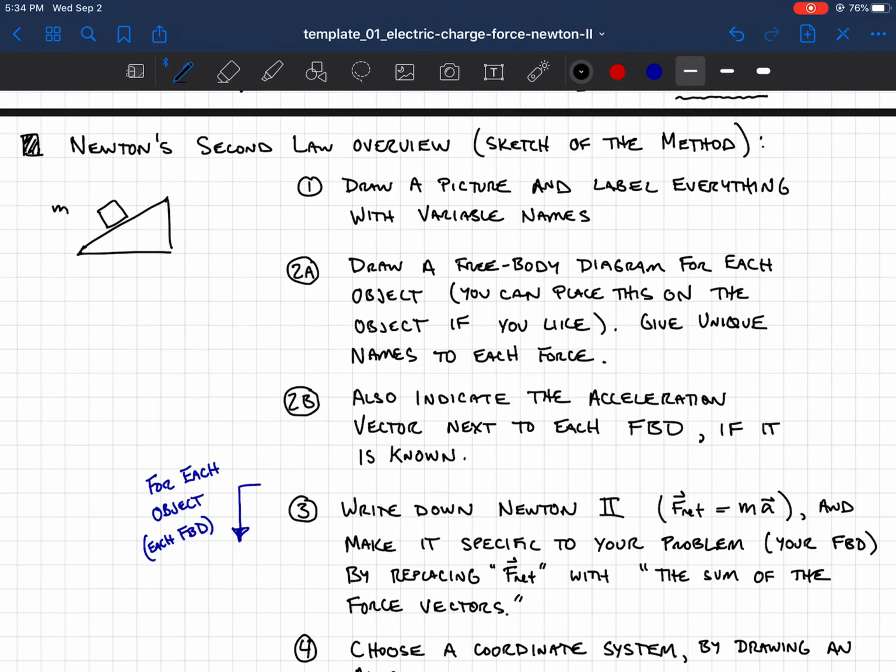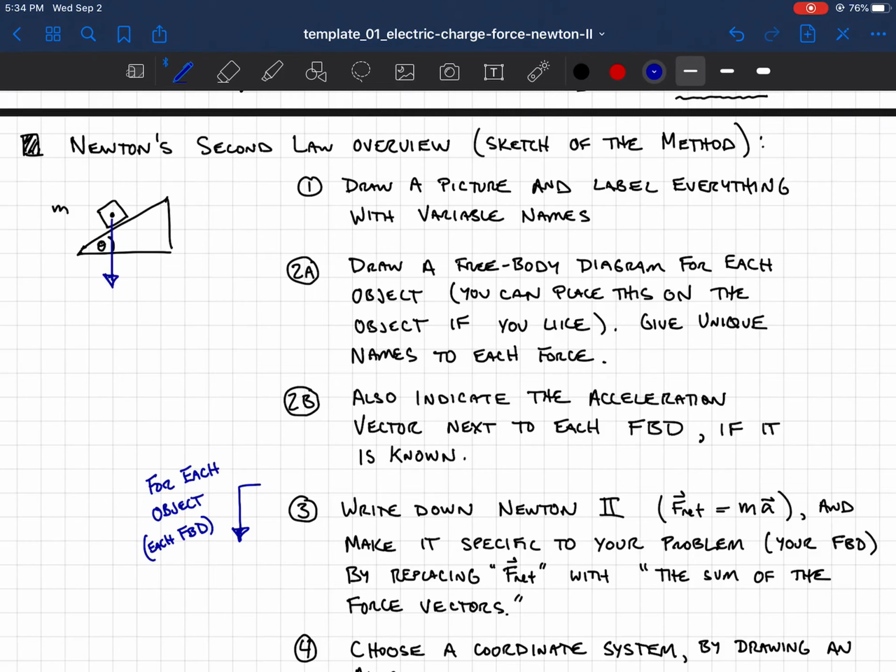So I'm going to label the mass there, and then we have an angle, theta, here for the box. And I guess that's enough for now. The second step is you draw a free body diagram. A free body diagram just means you draw the forces that are acting on that object. I'm going to draw my free body diagram right on the object. You could put this dot off to the side if you want, but I'll just draw it there.